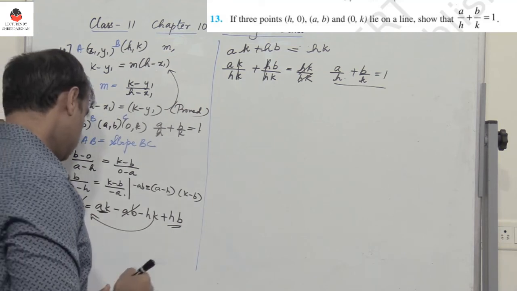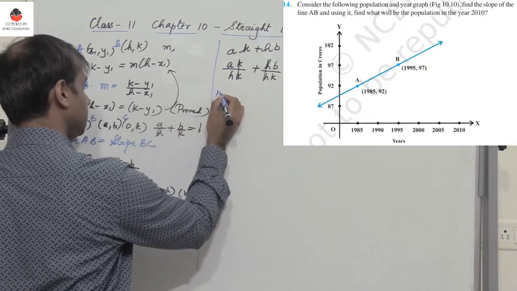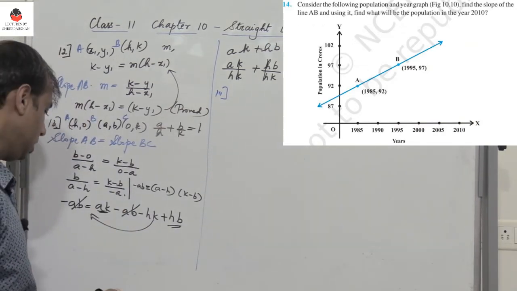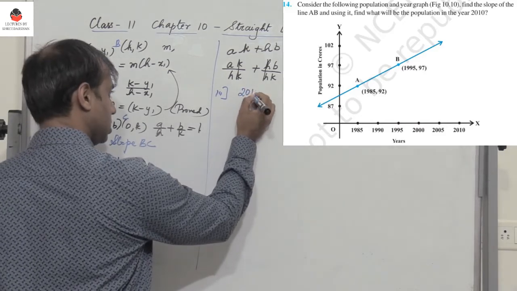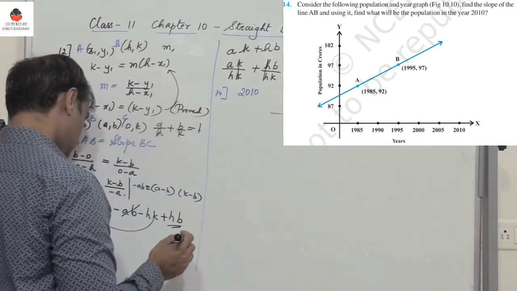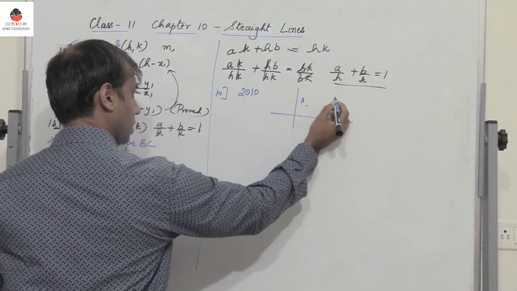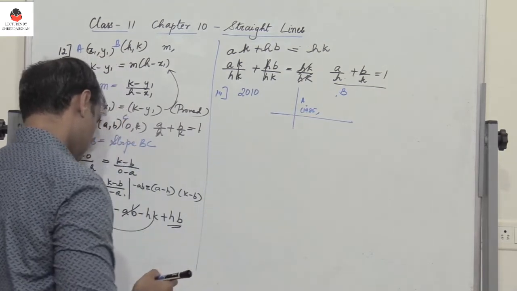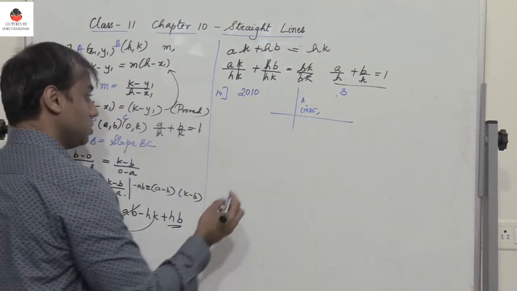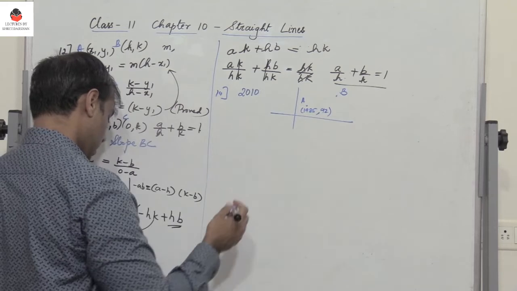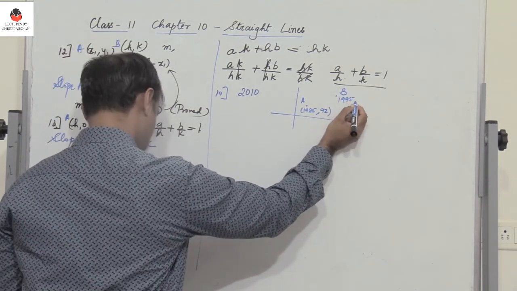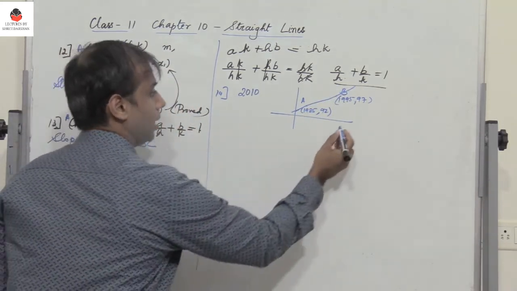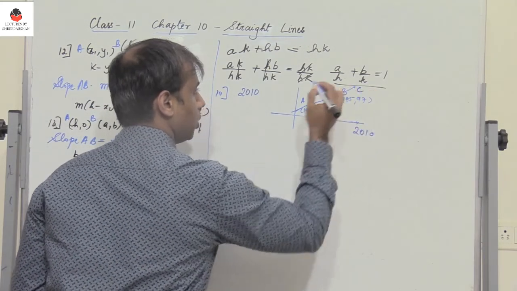Problem 14, consider the following population. So there's a graph given. Find the slope of the line AB, and using the slope find the population in the year 2010. So there's a graph, and then you have point A and point B. In the year 1985, the population is 92 crores. And then in the year 1995, the population is 97. And there is a straight line, and you have 2010 here. So let that be point C.